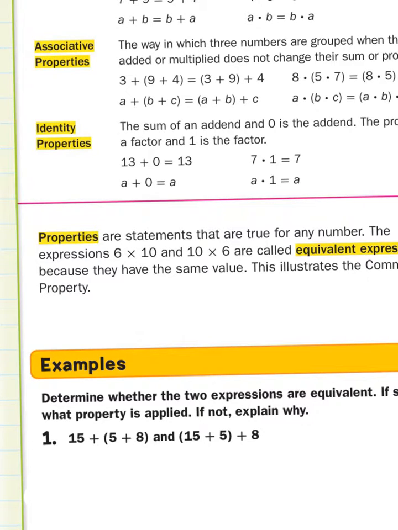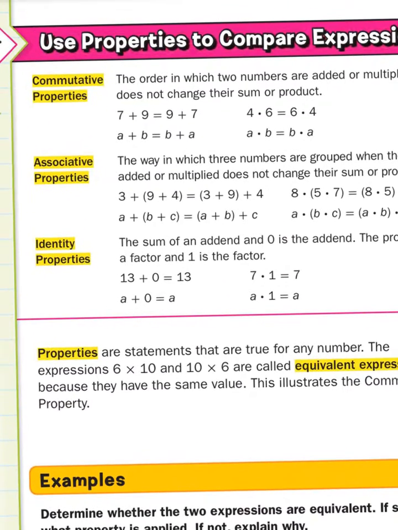So if you read here, it says properties are statements that are true for any number. So keep that in mind. When we talk about properties, they're just things that are always true for any number.